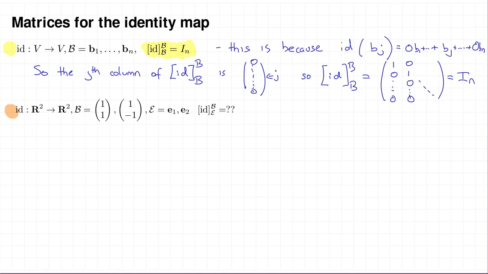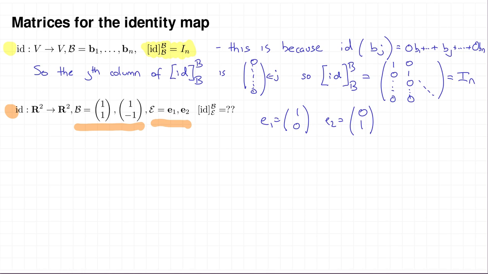We'll use as our initial basis B the basis whose first element is (1, 1) and whose second element is (1, -1). You know that this really is a basis of R squared because we proved it when we first met bases. And our second basis will be the standard basis. I've called that curly E. Its elements are E1 and E2. And what I mean here is the usual thing. The standard basis is that E1 is (1, 0) and E2 is (0, 1), just like we had earlier.